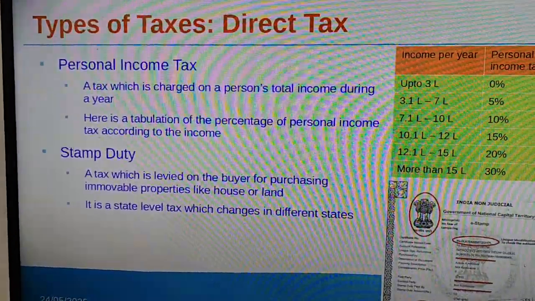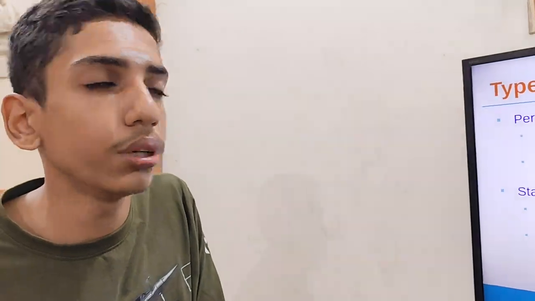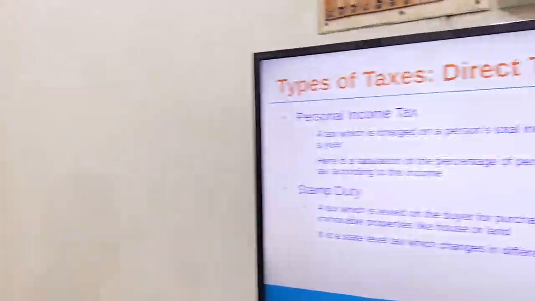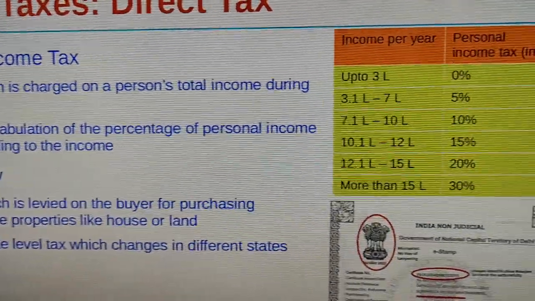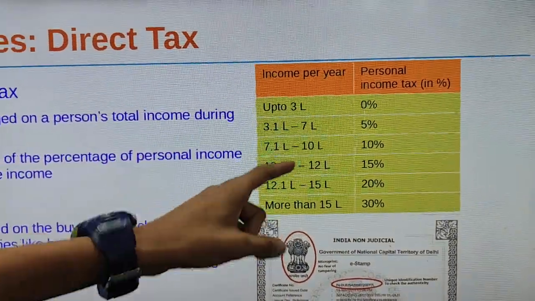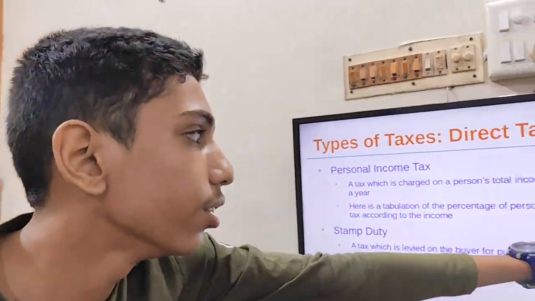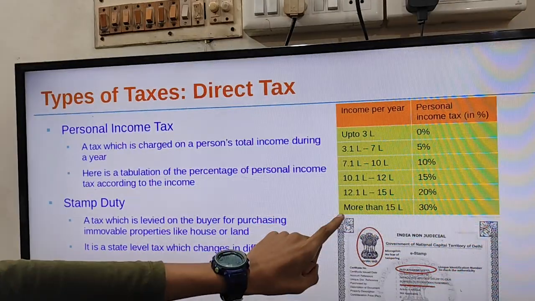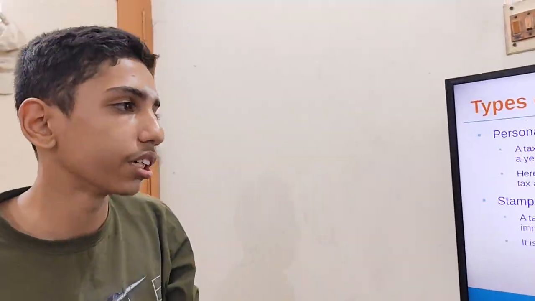The first type of tax is direct tax, where we are going to see 2 examples. The first one is personal income tax, which is charged on a person's total income. If you earn up to 3 lakhs, which is less than 3 lakhs, you should pay 0% of your personal tax. And these are the ranges. If you earn more than 15 lakhs, you should pay 30% of your income as tax.